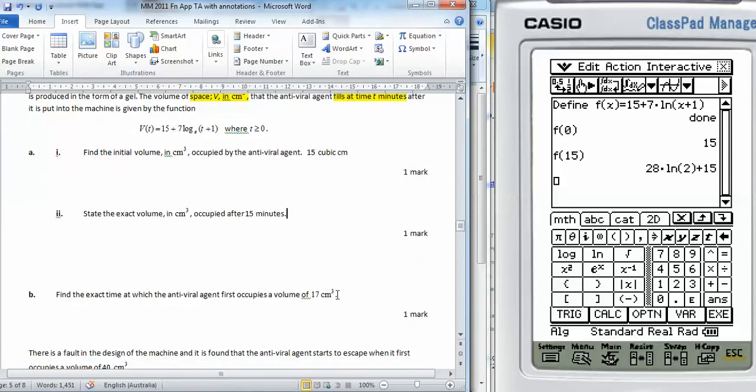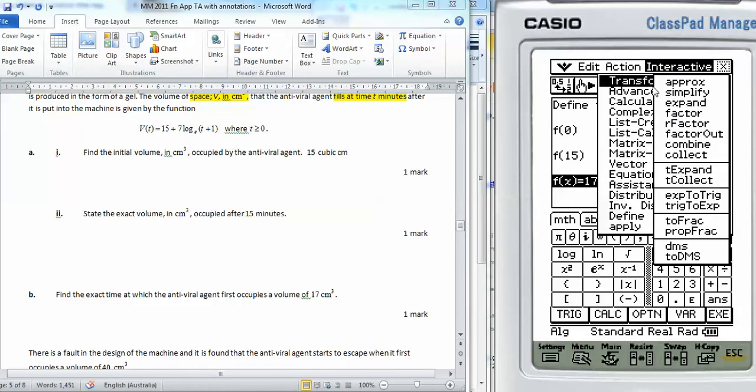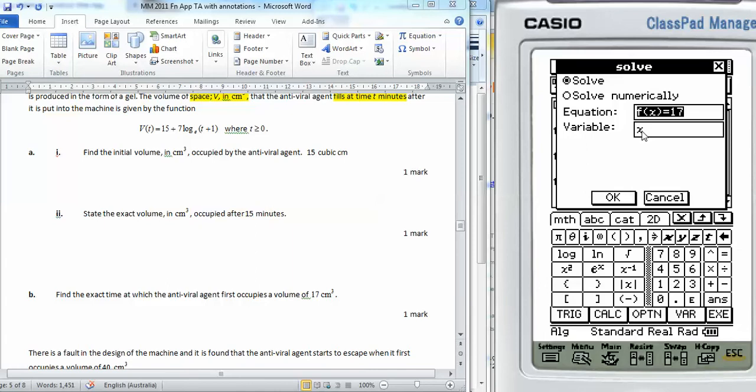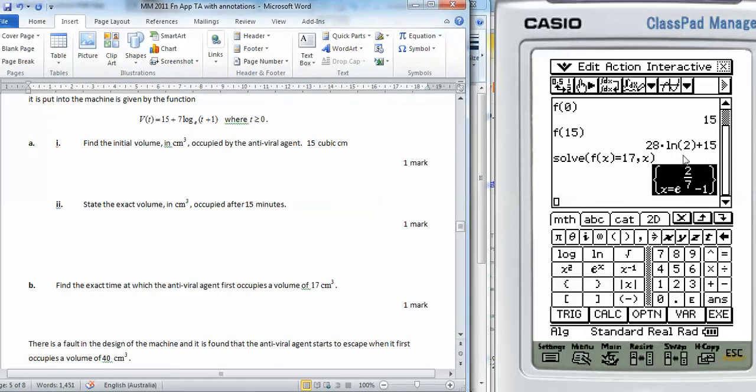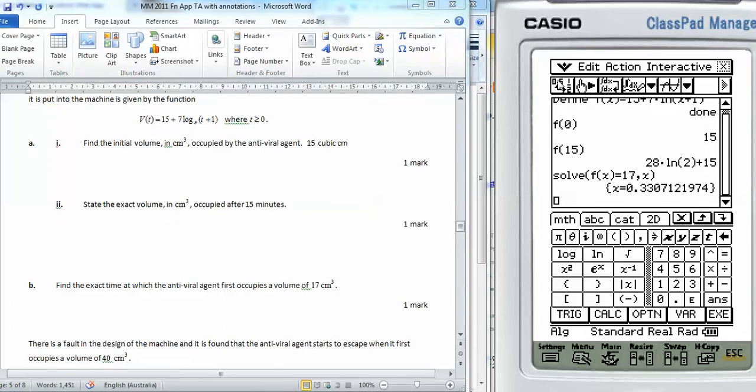Find the exact time that it first reaches 17. So what I'm interested in then is when f of x equals 17, and if I solve that for x, I get e to the 2/7 minus 1 is the exact time when it's at 17. And roughly that is at around about 33.33 minutes.